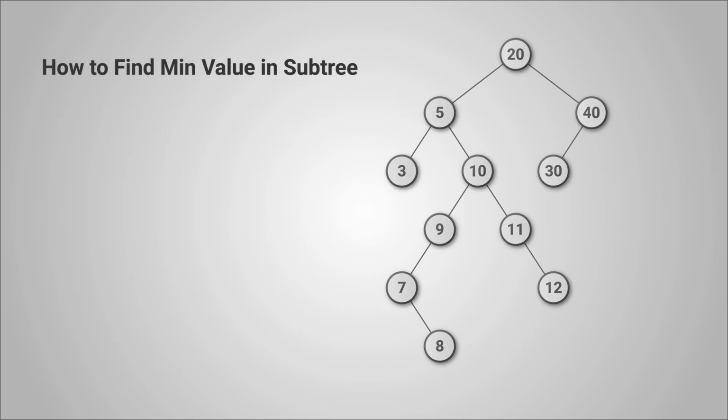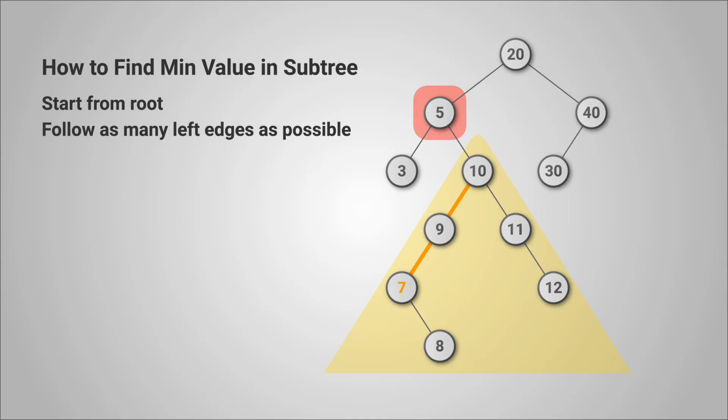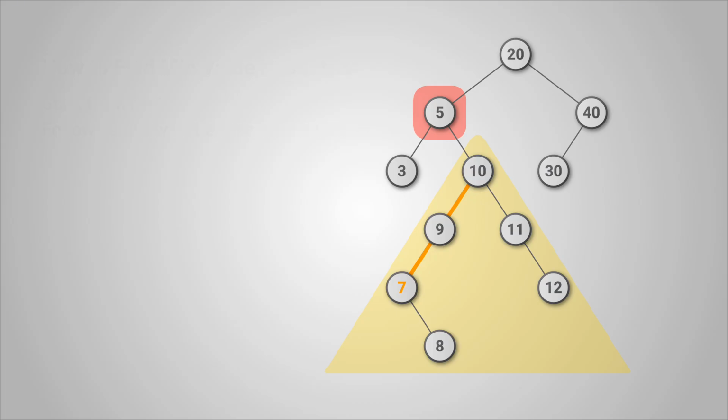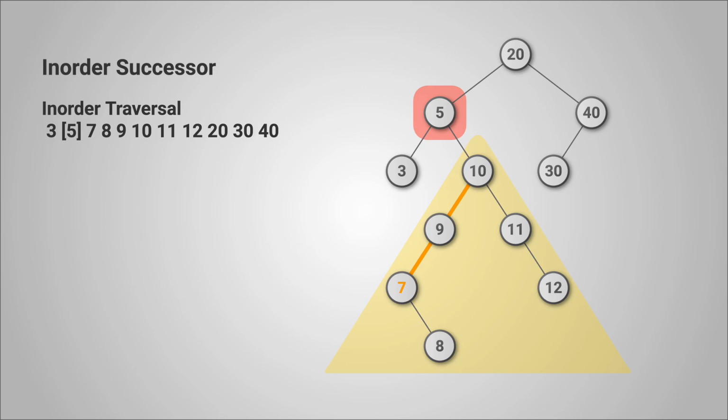Now, how do we find the smallest element in the right subtree? Remember that a left child is smaller than its parent, so we'll start from the root of the right subtree, then follow left edges as much as possible. When reaching a node without a left child, it's the smallest node in the subtree. This is also what happens during in-order traversal. Remember that in-order traversal of a binary search tree effectively sorts all nodes from smallest to largest. This next larger value is usually called the in-order successor of the node.